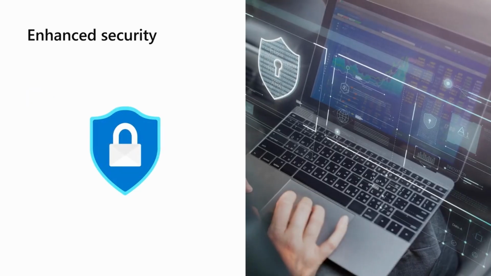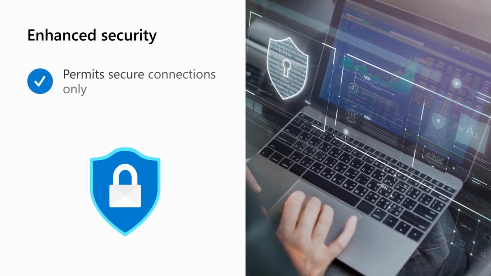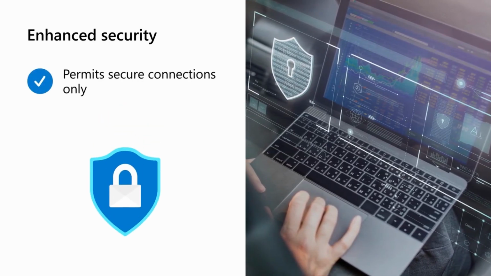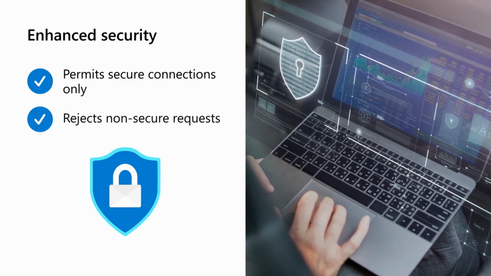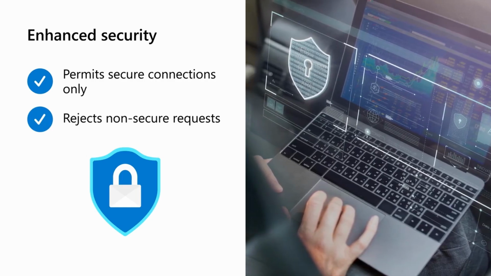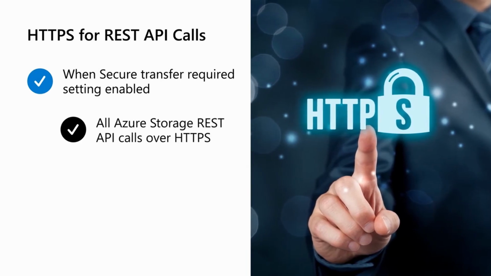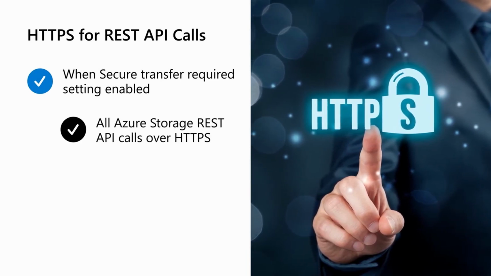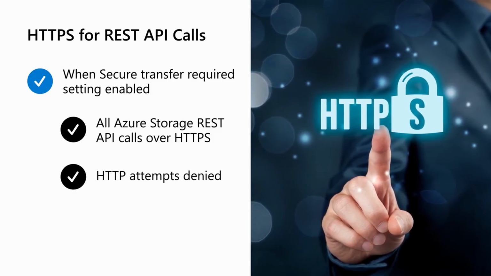For enhanced security, you can modify the Secure Transfer Required property of your storage account to permit secure connections only, a modification strongly recommended by Microsoft. This setting rejects any requests made from non-secure sources, thereby enhancing your data security. When the Secure Transfer Required setting is enabled, all Azure Storage REST API calls must be performed over HTTPS. Any attempts made via HTTP will be denied.